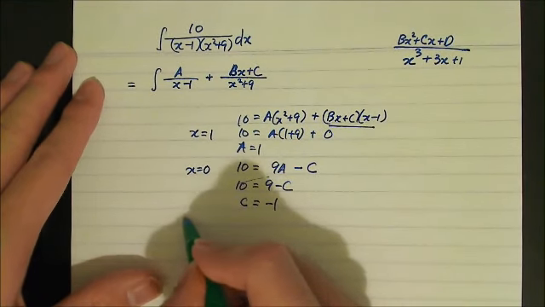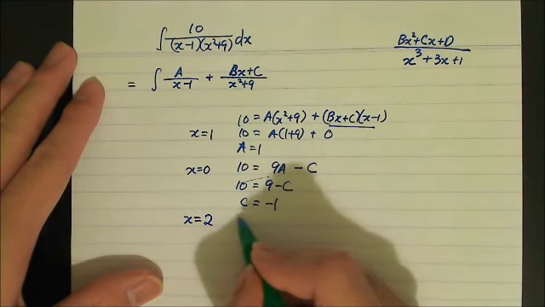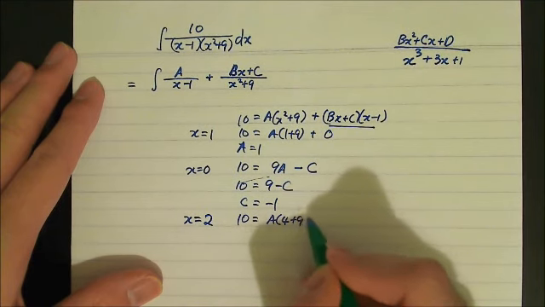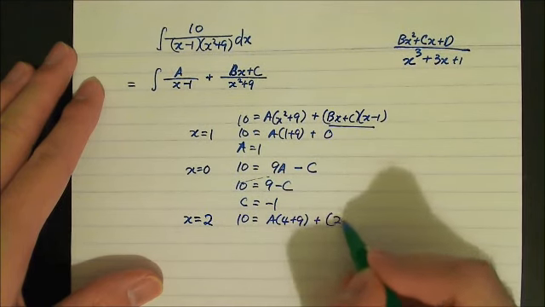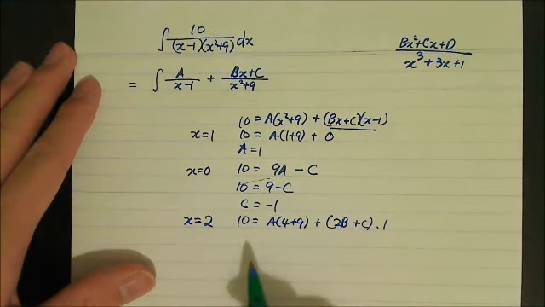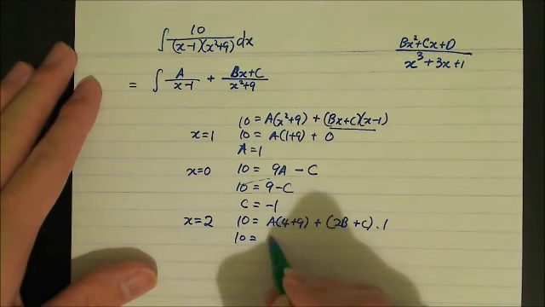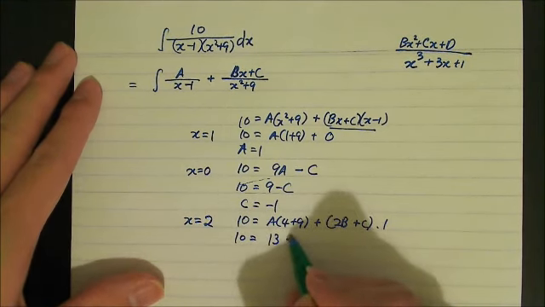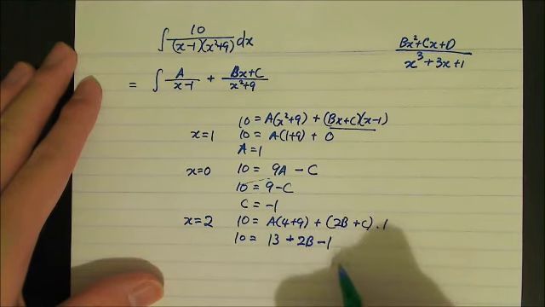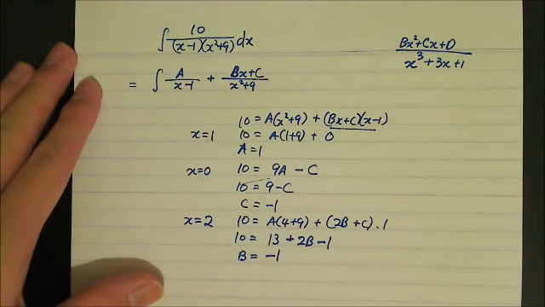If we continue with that, let's try x equals 2, since that seems to be an easy number to use as well. 10 equals a times 4 plus 9 plus 2b plus c times 1. Now, we already found what a and c are, so we can substitute those in. Here we have 13 plus 2b minus 1, which tells us that b is also negative 1.